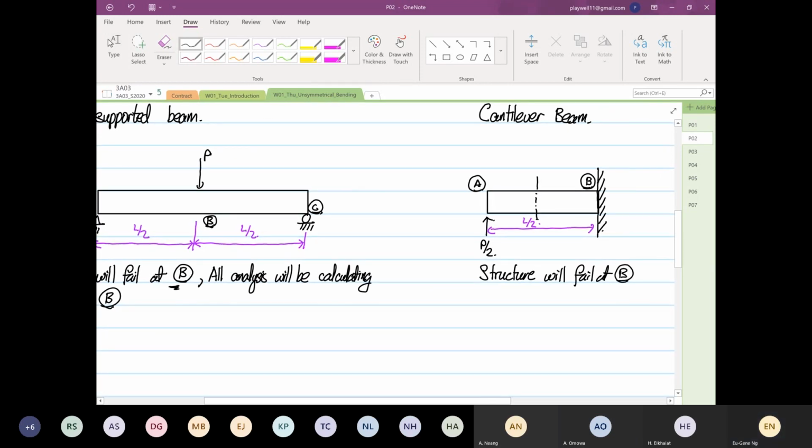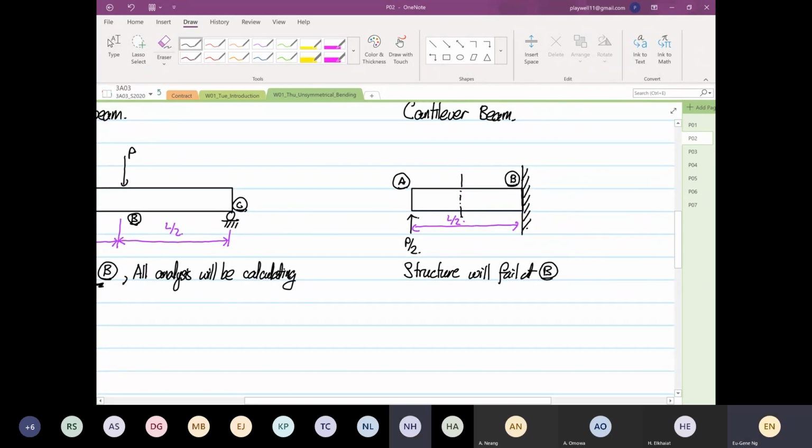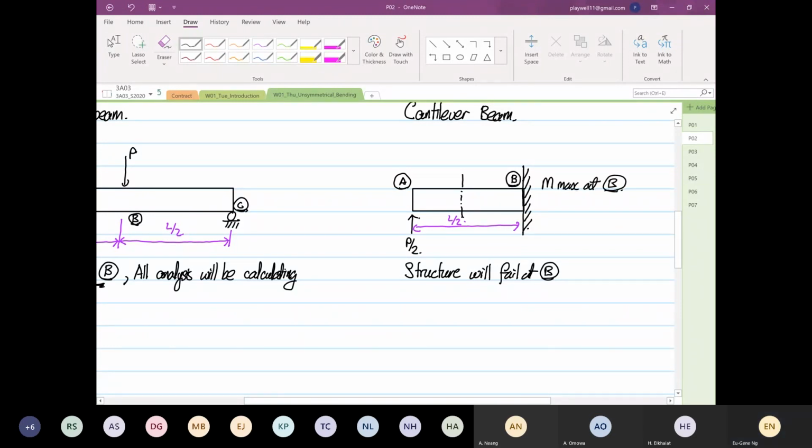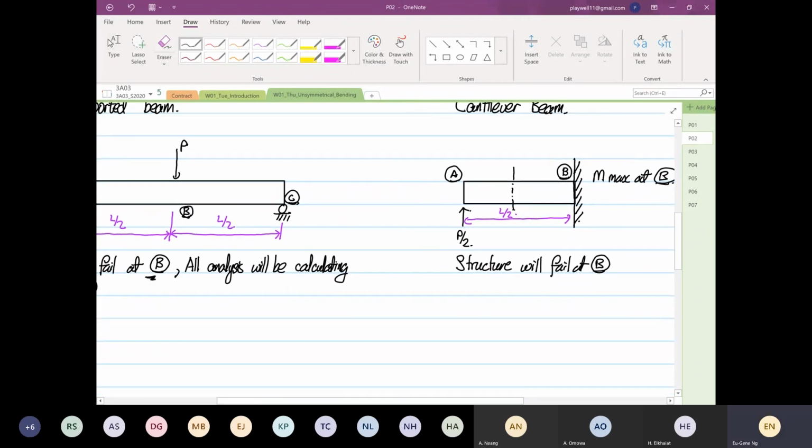Okay. Now, why is that at B then? Because for a cantilever beam, right, your bending moment will be maximum at point where? At point B.